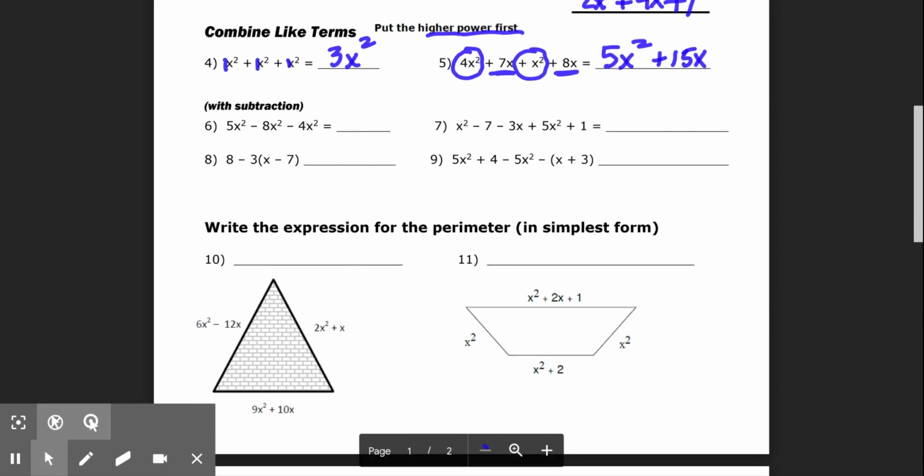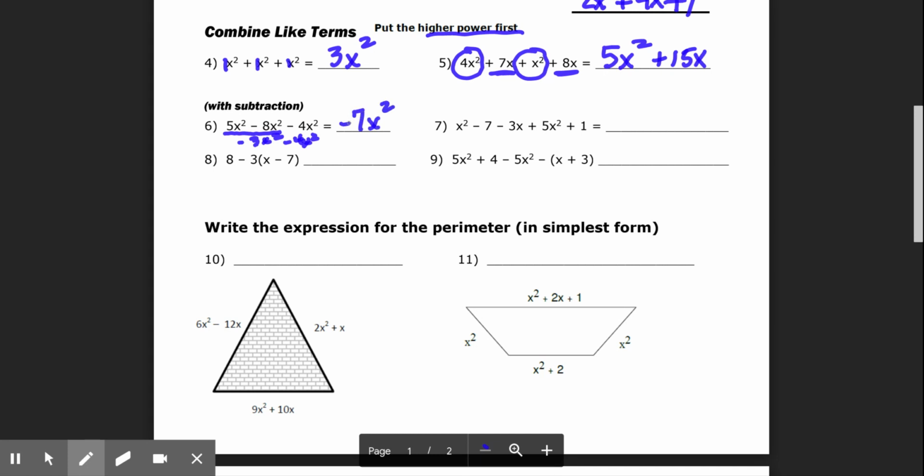All right, number 6. Here, this is subtracting. So again, you still start with your highest exponent. Number 6, you don't have anything else but squareds. So you have 5 minus 8 is negative 3x squareds minus 4x squared. Same signs, add and keep. Different signs, subtract.